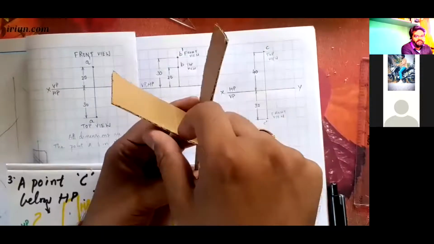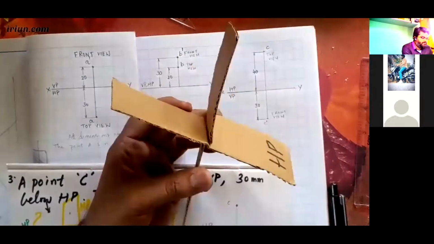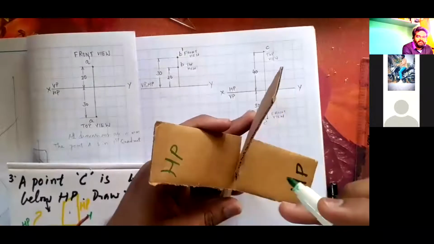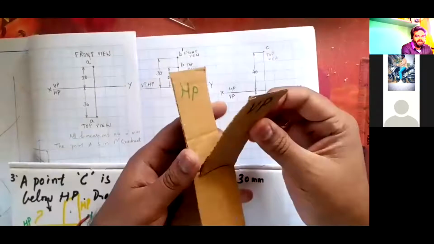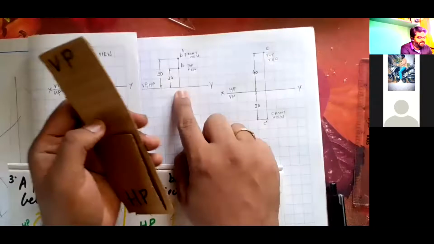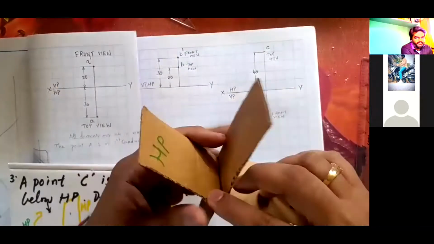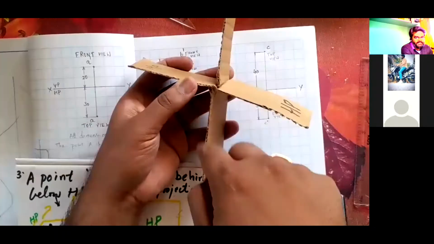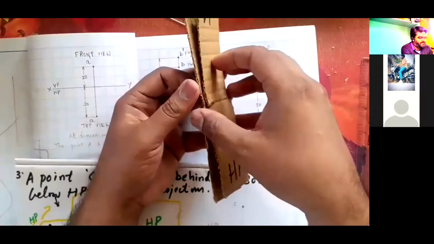So I am rotating this in clockwise direction. What will happen? On the left side, this horizontal plane and this vertical plane are coinciding when I rotate like this. So the horizontal plane and vertical plane will be above XY in the second quadrant. Same way in the third quadrant, HP and VP are there. When I rotate the horizontal plane in clockwise direction, HP will come above and VP will be below. This is the vertical plane, which will be below.